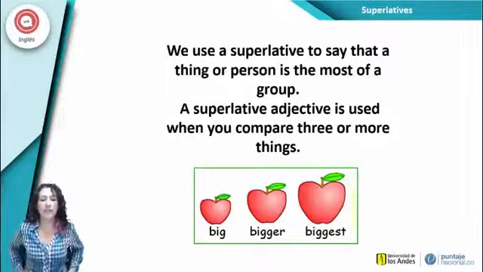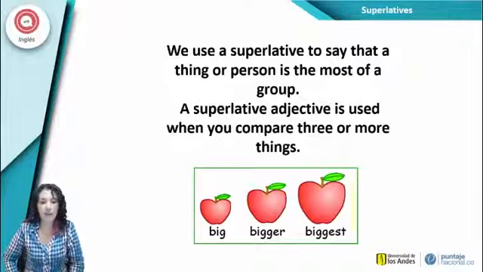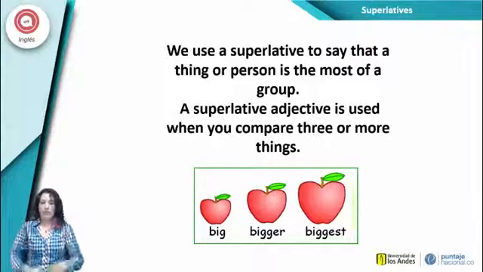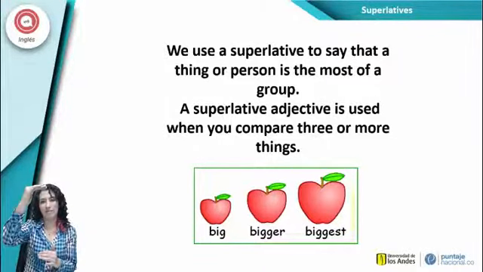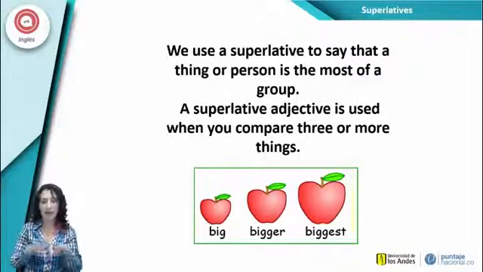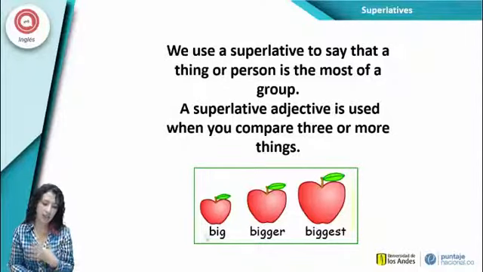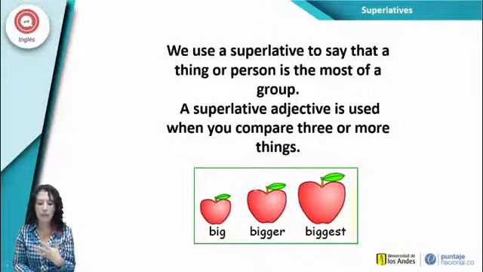Okay, we use the superlative to say that a thing or person is the most of a group. A superlative adjective is used when you compare three or more things. So as I told you before, we have a group of things and we have one that has the specific characteristic that is bigger, that is better, yeah? That is compared to a group is superior, okay? So here we have the example. There's the adjective big, then we have bigger, because this apple is bigger, and the biggest. From these three apples, this one is the biggest one, yes?